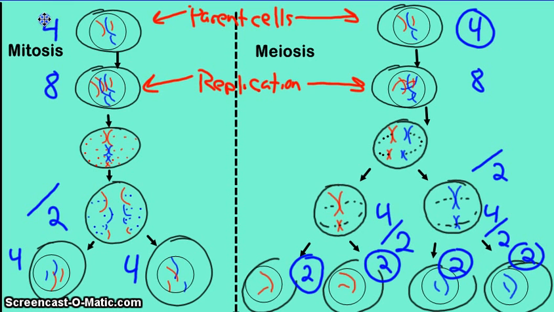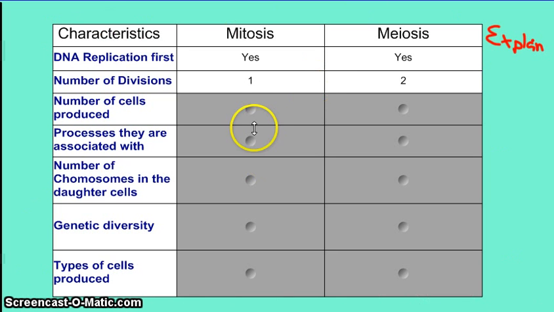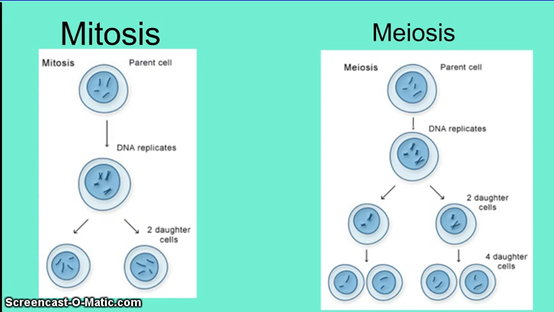Okay? Now I'm going to get rid of these numbers. Okay, number of cells produced. Mitosis creates 2 cells. Meiosis creates 4. We can look at our more generic diagrams for this one. You'll notice here, after you take 1 cell, you divide it 1 time, you're going to make 2 cells. In meiosis, you take 1 cell, you divide it once, you get 2, you divide those 2 cells again, you're going to end up with 4 cells. Okay?